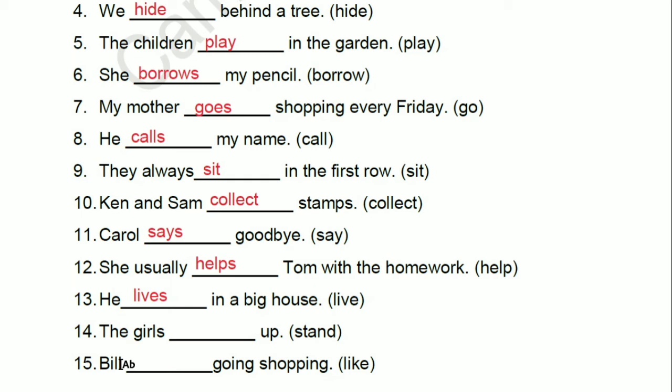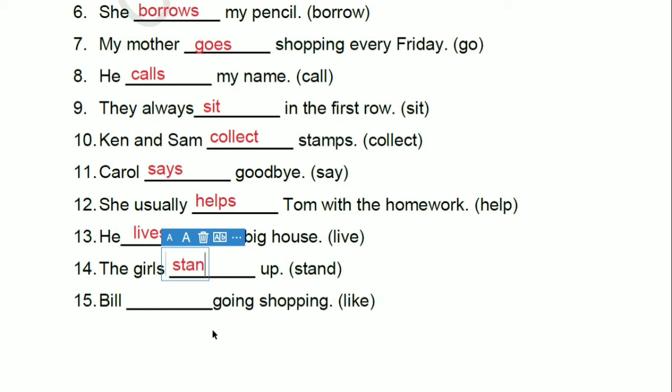And number 14, the girls up. So stand. So the girls, you have to see the subject girls is a plural, right? Okay, stand, the same. The girls stand up, okay? Number 15, the last one, Bill going shopping, lie. So Bill can be the third person singular, can be he, right? He lies. So the verb lie has to be used with s. Bill lies going shopping, or we can say he lies going shopping.